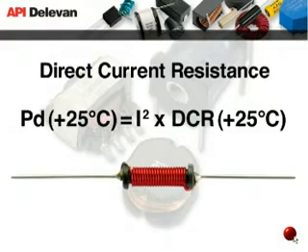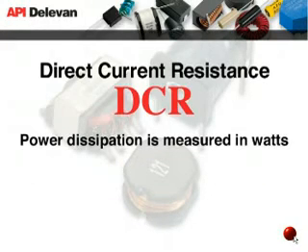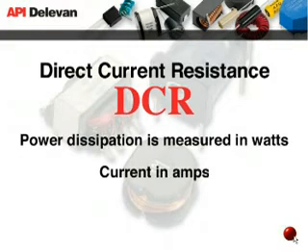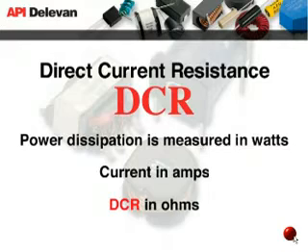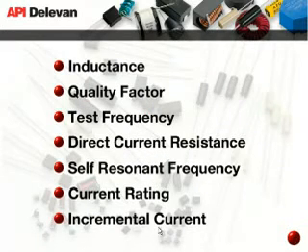DC resistance is critical for determining power dissipation, expressed as the current squared times the DCR at 25 degrees C. Again, the baseline 25 degrees C is important because power dissipation changes proportionally as temperature changes. Power dissipation is measured in watts, current in amps, and DCR in ohms.